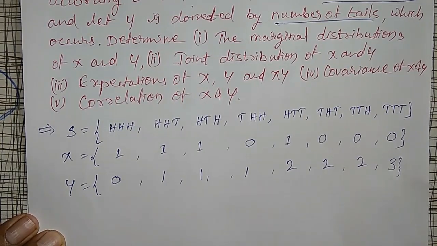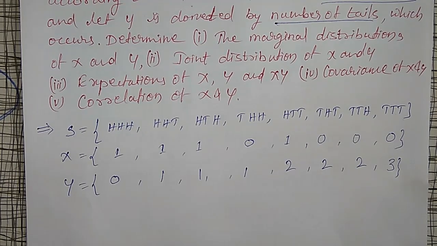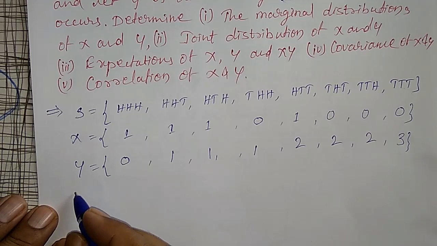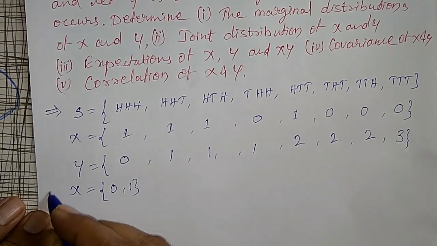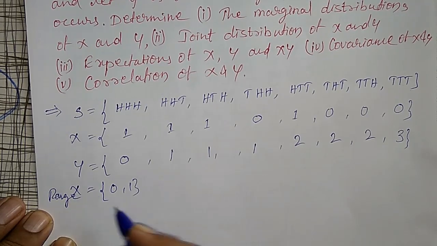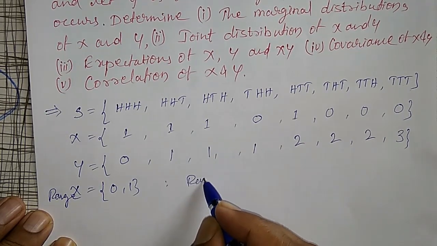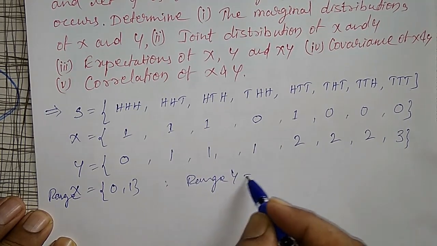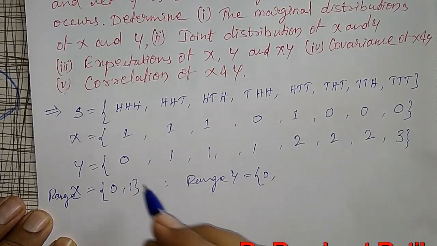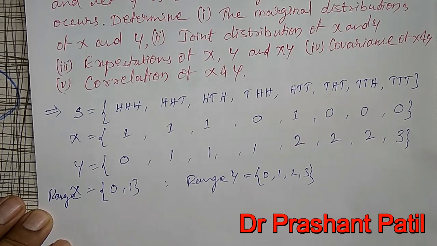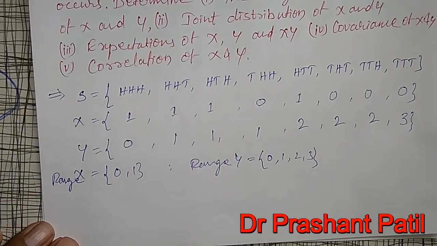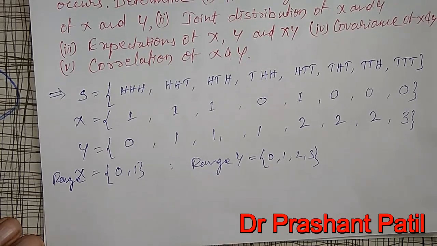This is how to assign the random variables x and y to the sample space. The range of x is 0 and 1 only. The range of y is 0, 1, 2, 3. Therefore I will write their probabilities here, and then I will discuss next how to convert it into the joint probability.